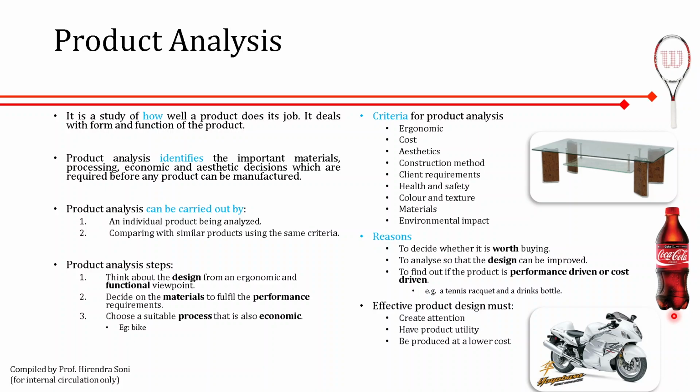Fine. So product analysis is done in terms of ergonomics, cost, aesthetics, construction method, client requirements, health and safety, color and texture, materials, environmental impact. Colgate has come in red for ages, and even today it is red. Why has the color not been changed? Because it is one kind of specification that people correlate with Colgate. Yes, one aspect is definitely that. They always correlate it with Colgate. And anything else?